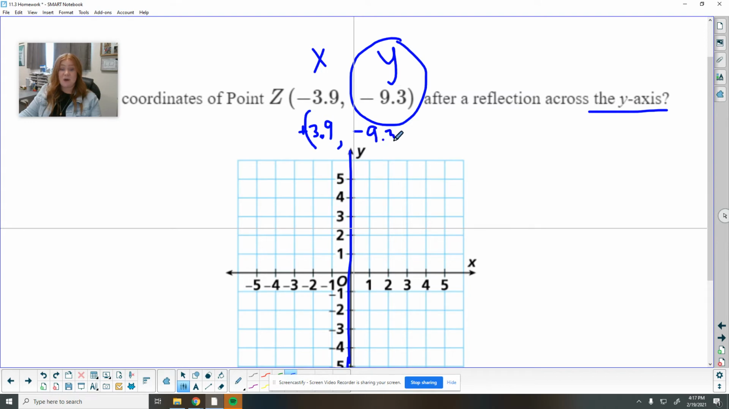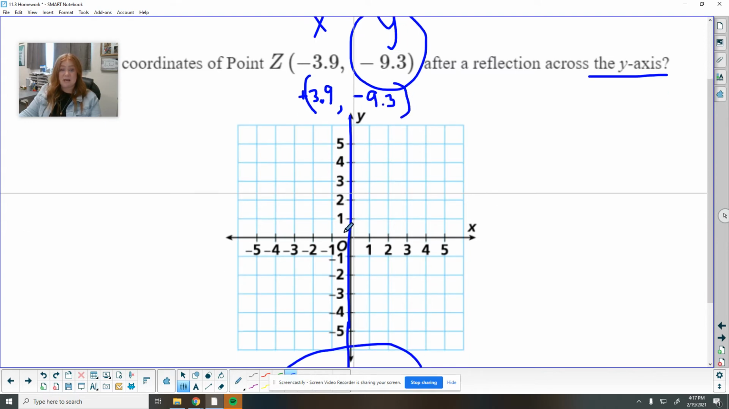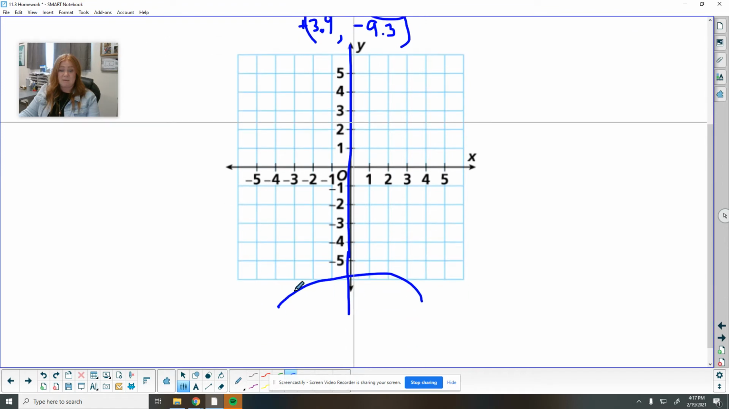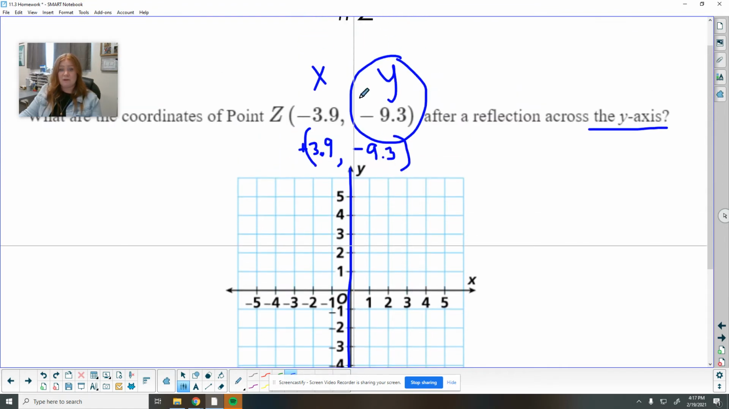The one we reflect over stays the same. So now it would be over and down. It would reflect across that y. The one we reflect over stays the same, and the other one becomes opposite.